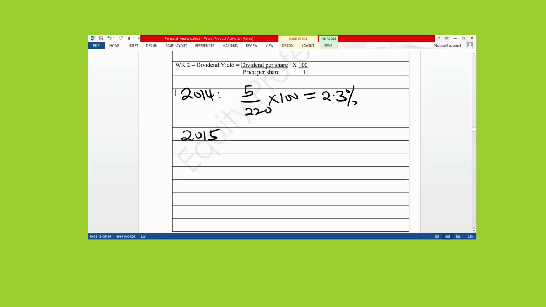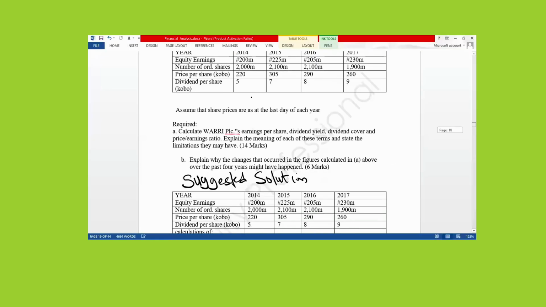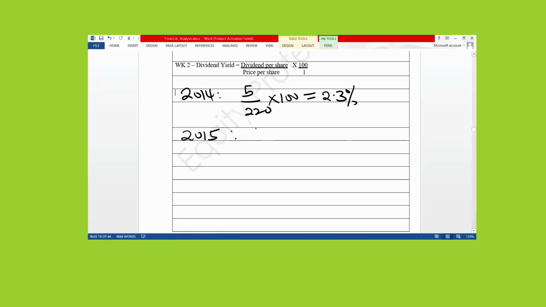2015, dividend per share 7 kobo divided by price per share 305 kobo, multiplied by 100. 7 over 305 multiplied by 100. What do you have, please? 2.3%. Please know, dividend yield is calculated in percentage.